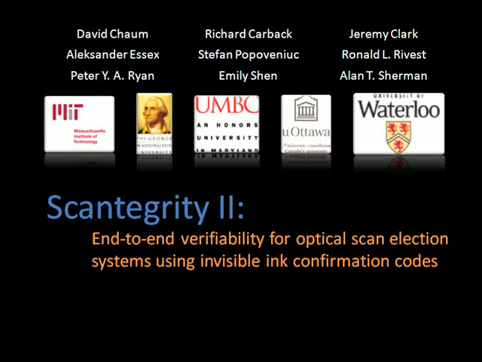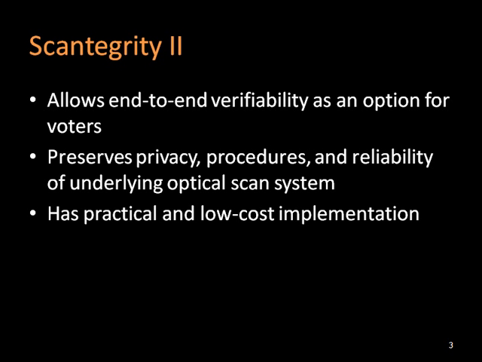There is a way to take the most popular voting system in America today, optical scan, and give to it the highest level of election integrity known. But not only this, we can do so in a way in which the equipment stays the same. The election procedures stay the same. And finally, voters vote the same. Scantegrity II allows end-to-end verifiability as an option for voters. It preserves privacy, it preserves procedures, and it preserves reliability of the underlying optical scan system. It has a practical and low-cost implementation.